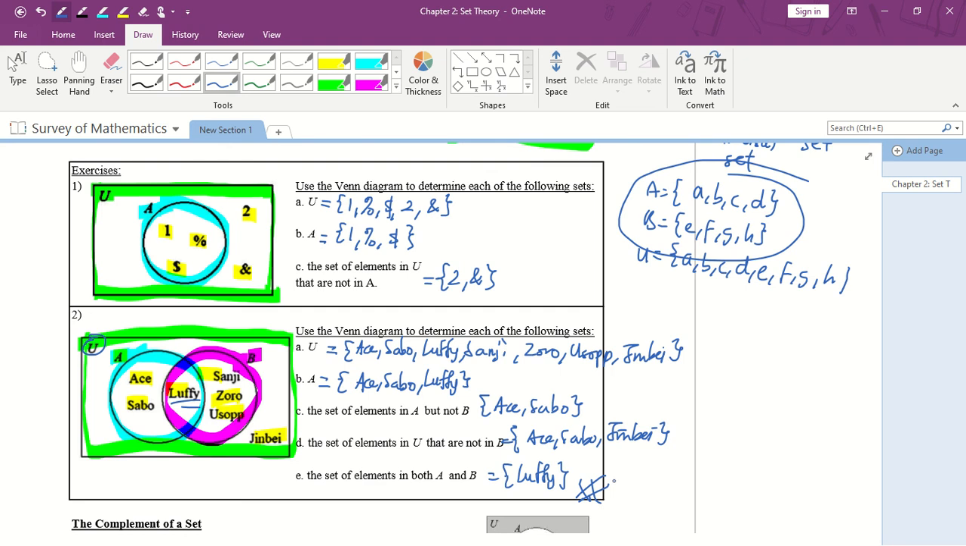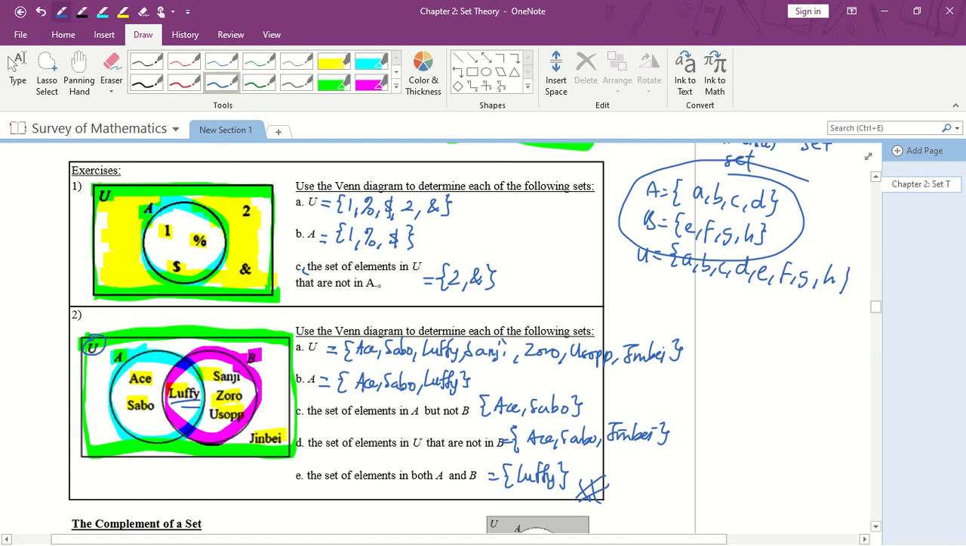But before I go to the next subtopic, let me come back to the first questions and number C. It says the set of elements in U that are not in A. If you look carefully, inside U but not in A, the region is here and here. And we know that our answer is 2 and N.